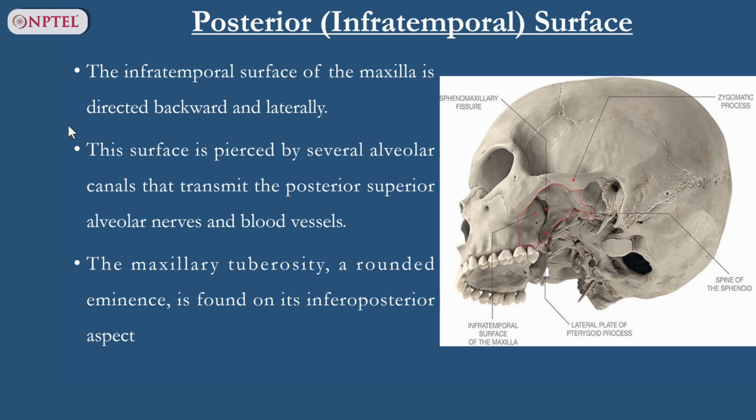The posterior or infratemporal surface of the maxilla is directed backward and laterally. This surface is pierced by several alveolar canals that transmit the posterior superior alveolar nerve and vessels. The maxillary tuberosity is a rounded eminence found on its postero-inferior aspect, and that is an important landmark for the posterior superior alveolar nerve block.